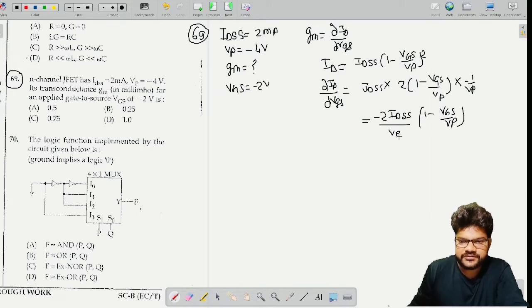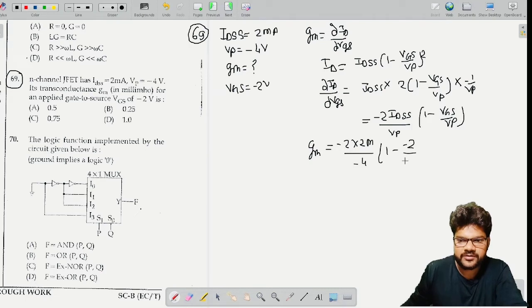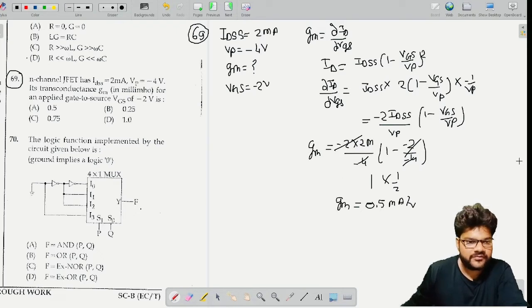So we know IDSS, we know VP, we know VGS. Let's put all the values here. So we will get GM equals minus 2 times IDSS, we have 2 milli, divided by VP, we have minus 4, and then 1 minus VGS, we have minus 2, and VP is minus 4. So 2 2s are 4, this will be 1 by 2, and 1 minus 1 by 2 will be 1 by 2. So this is going to be 1 by 2 into 4 will get cancelled out, this is going to be 1. So we got, not minus, this is plus 0.5 milliampere per volt. So GM we got 0.5. So the correct option with this we will have is A.